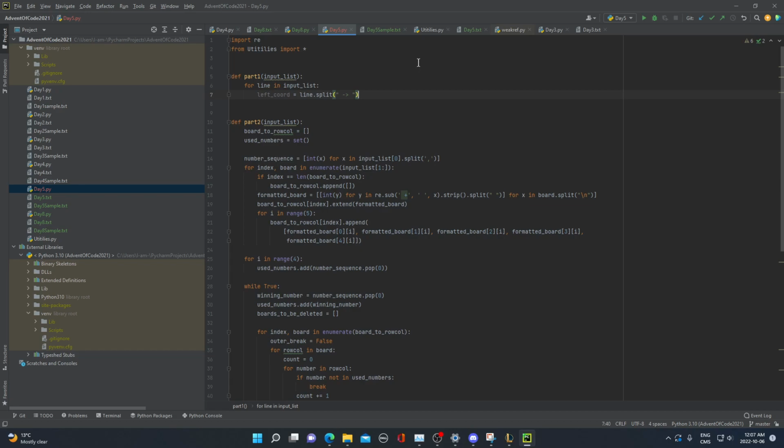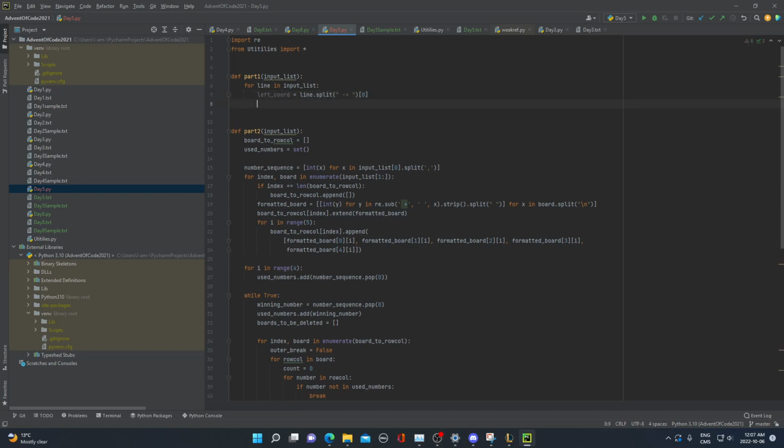Left coordinate equals, we split that, 0. And the right coordinate, we do that same split. Oh my god, this keyboard. Then we take the second element. Yes, I know we did this line dot split twice.